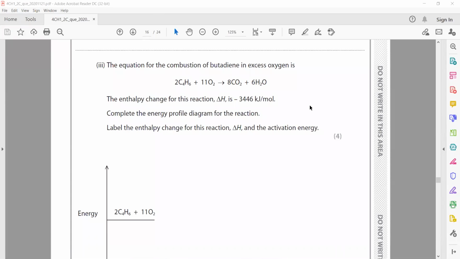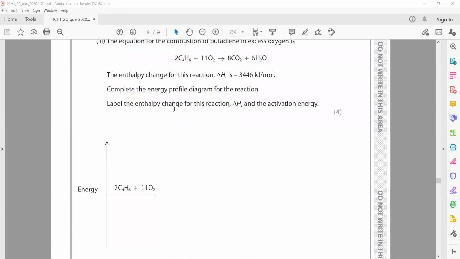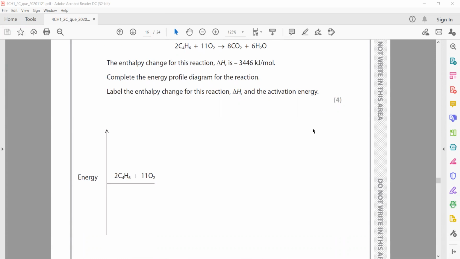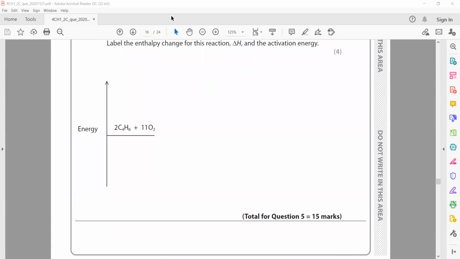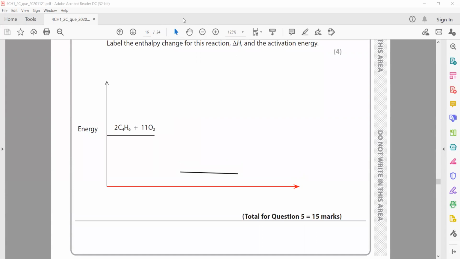The equation for the combustion reaction in excess oxygen is shown. The enthalpy change is minus 3446. Complete the energy profile diagram and label delta H and activation energy. As the reaction is exothermic, on the x-axis I take time, the reaction progress. In exothermic reactions, the reactants have more energy and the products have less energy. And what is our product here? 8 carbon dioxide molecules and 6 water molecules.